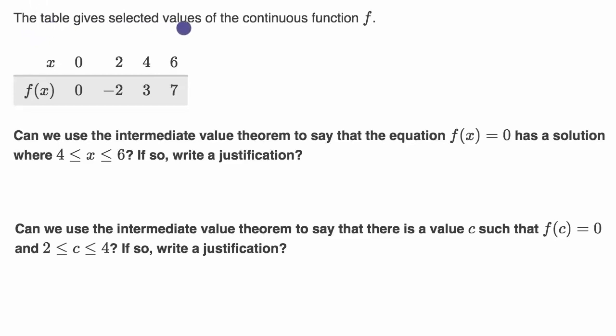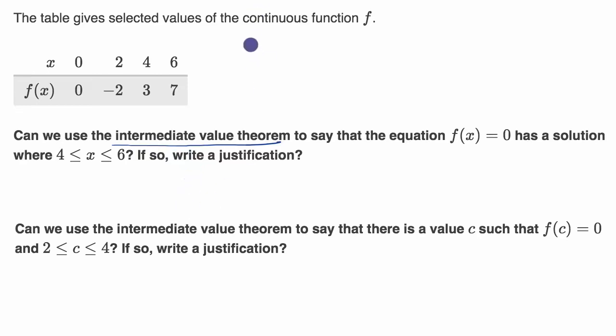The table gives selected values of the continuous function f. All right, fair enough. Can we use the intermediate value theorem to say that the equation f of x is equal to 0 has a solution where 4 is less than or equal to x is less than or equal to 6? If so, write a justification. So pause this video and see if you can think about this on your own before we do it together.